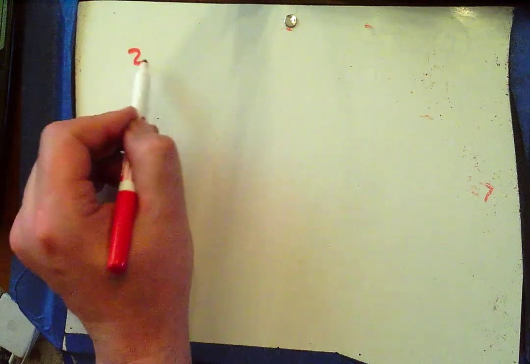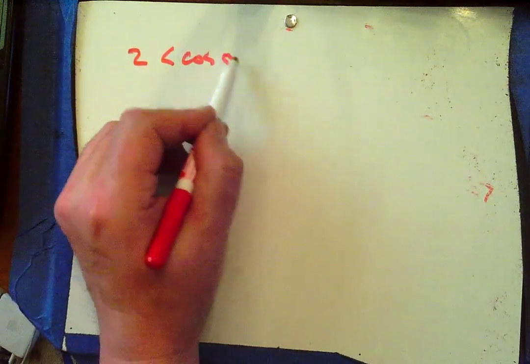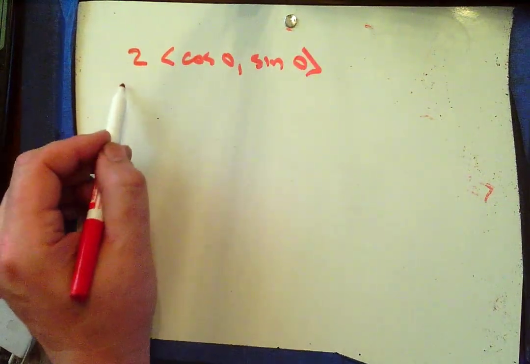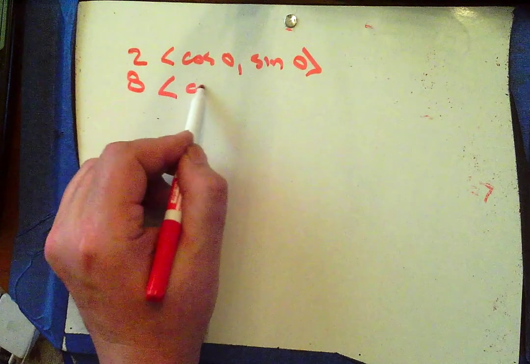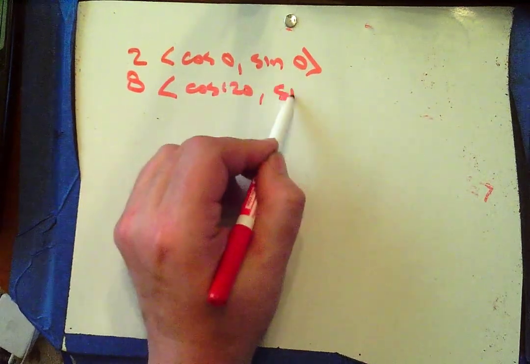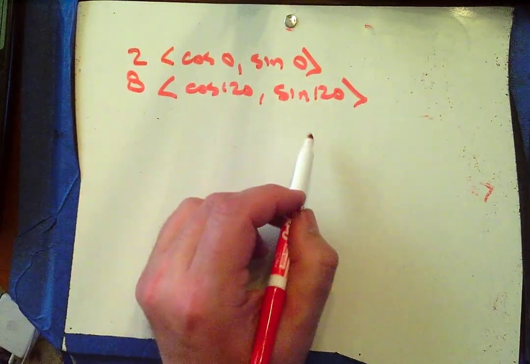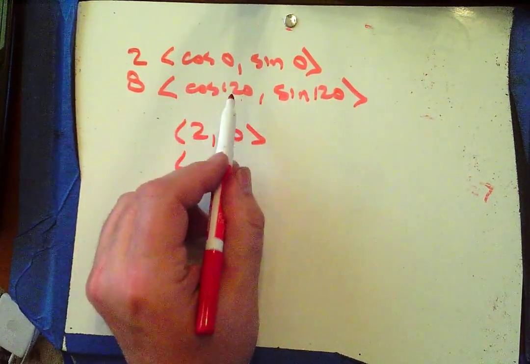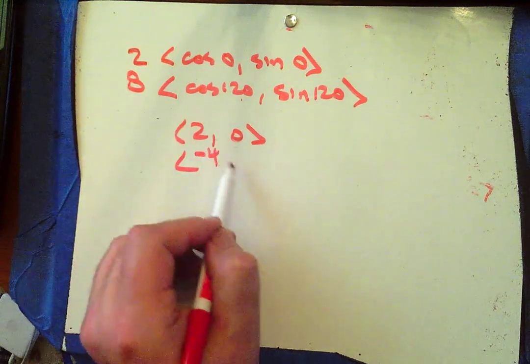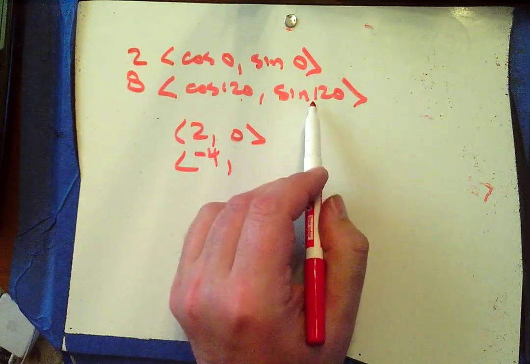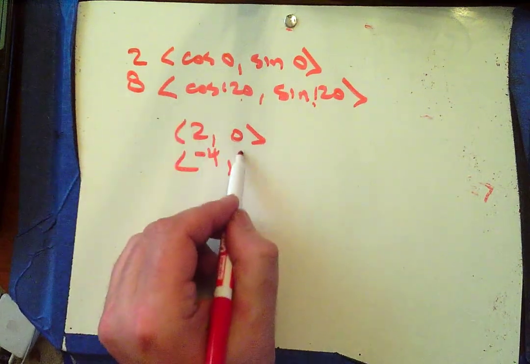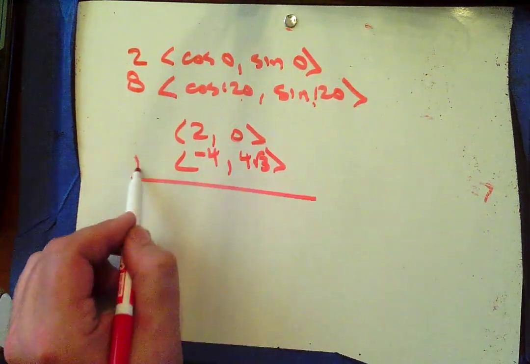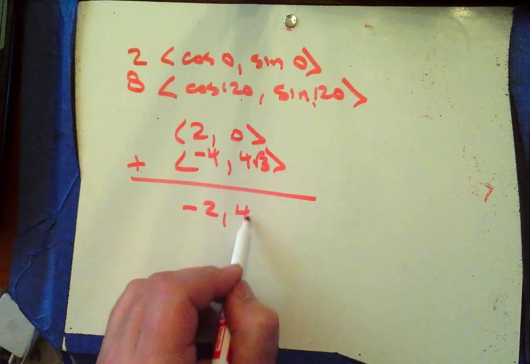We'll set it up the same way. 13 is 2 cosine 0 sine 0, and then the magnitude of the other one is 8 pounds cosine 120 sine 120. So we end up with 2, 0, and cosine of 120 is negative 1/2, so that's negative 4. Sine of 120 is root 3 over 2, so that's going to be 4 root 3. We add these down, we get negative 2, comma 4 root 3.